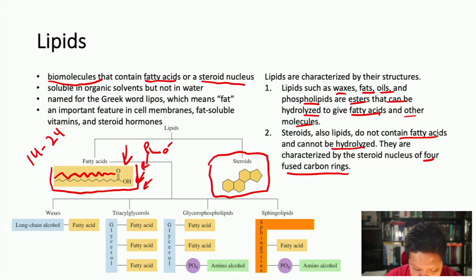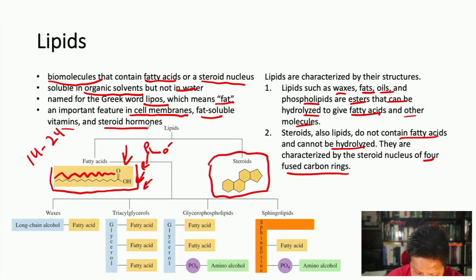But something important to note is that lipids are soluble in organic solvents, but not in water. And if you didn't already know, the word lipos actually means fat in Greek. They're also very prevalent in things like cell membranes, fat-soluble vitamins, and steroid hormones.